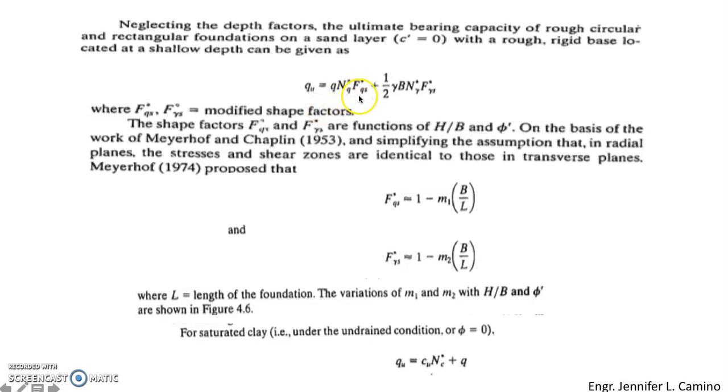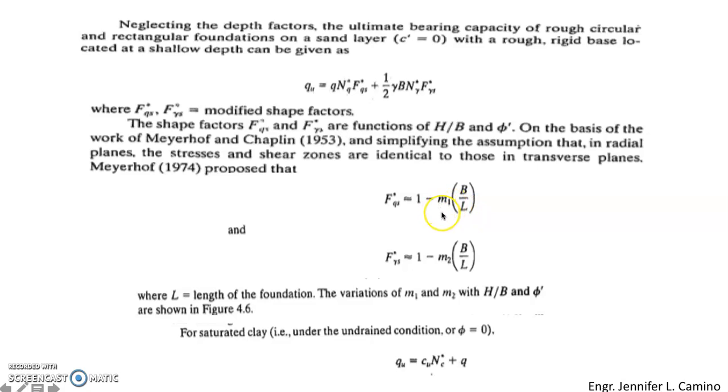Of course, the presence of F_qs* and F_γs*, those are modified shape factors. The shape factors are a function of H, B, and the angle of friction. For that, you can solve the modified shape factors using this equation.